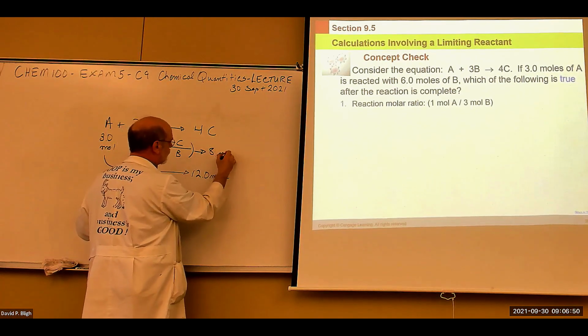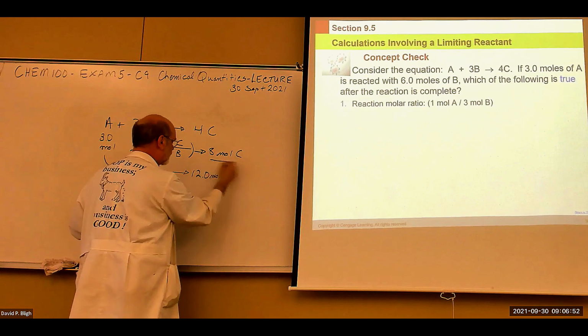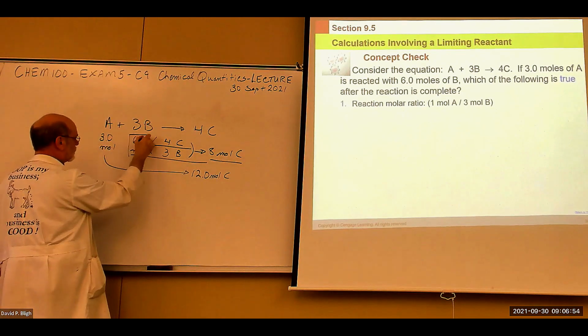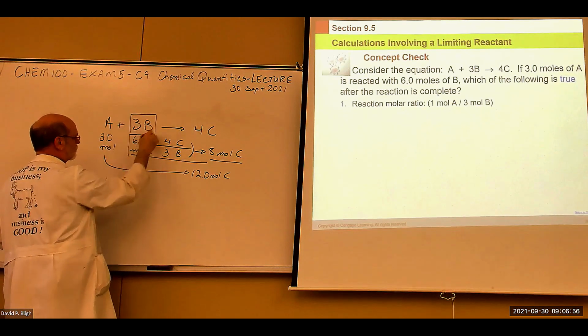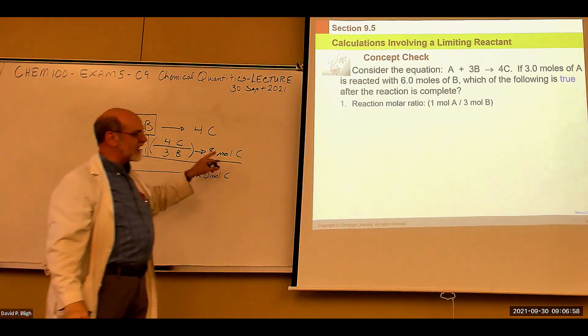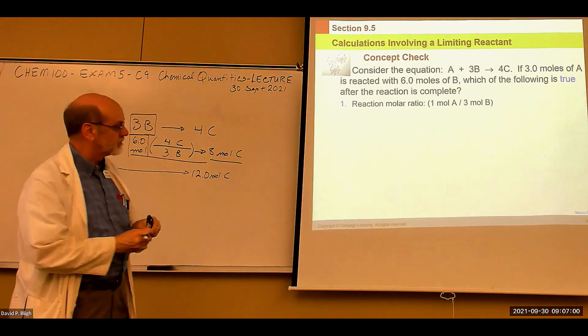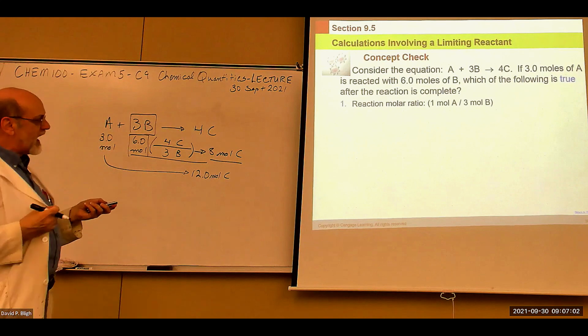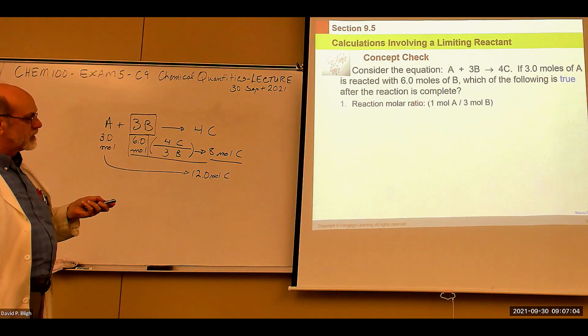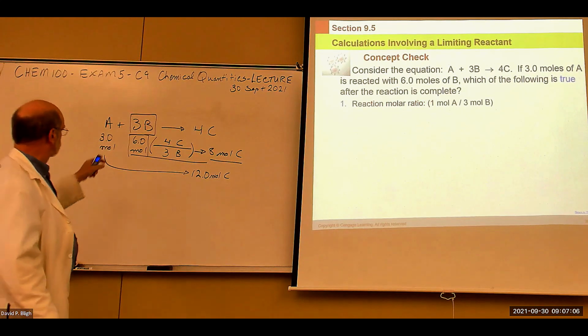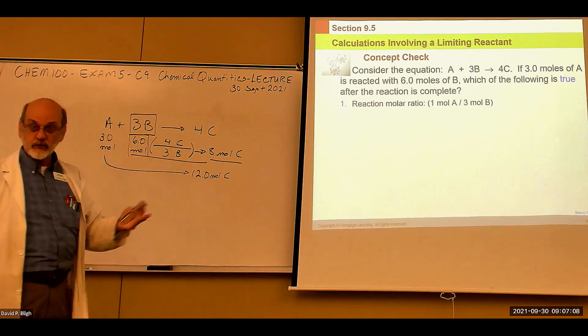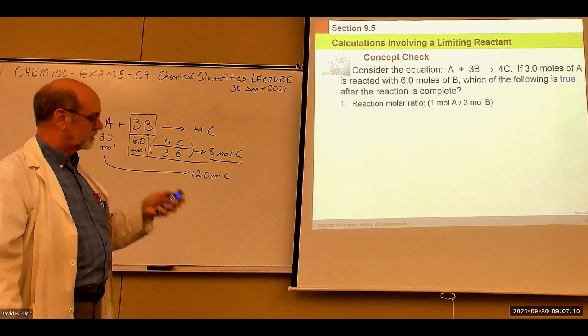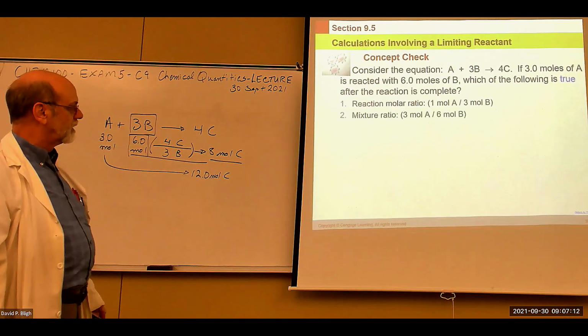That produces 8 moles of C. This is the limiting one right here. We only get 8 moles out of that reaction. The reaction molar ratio is 1 mole of A to 3 moles of B. That's true. Yeah, that's true.